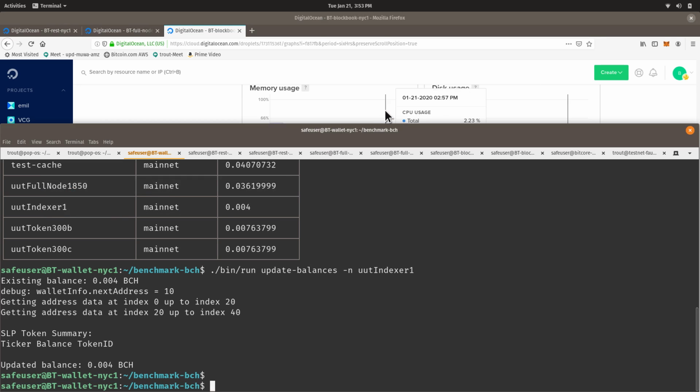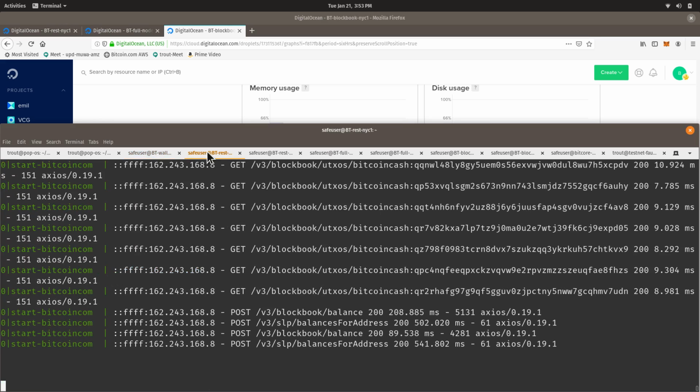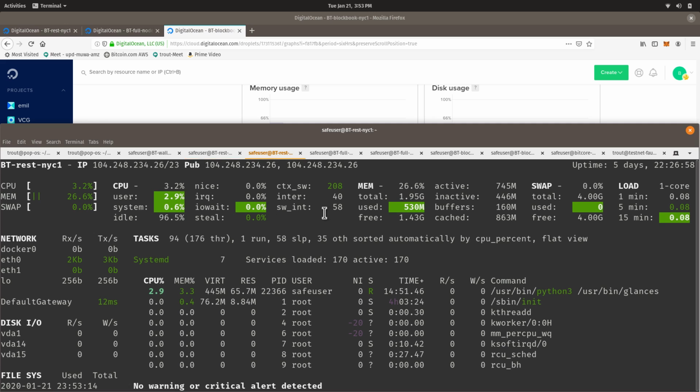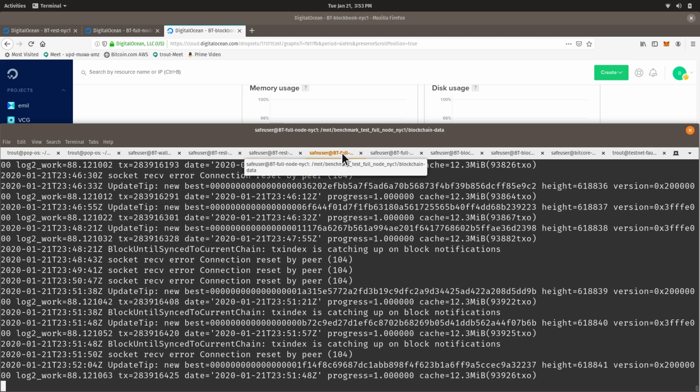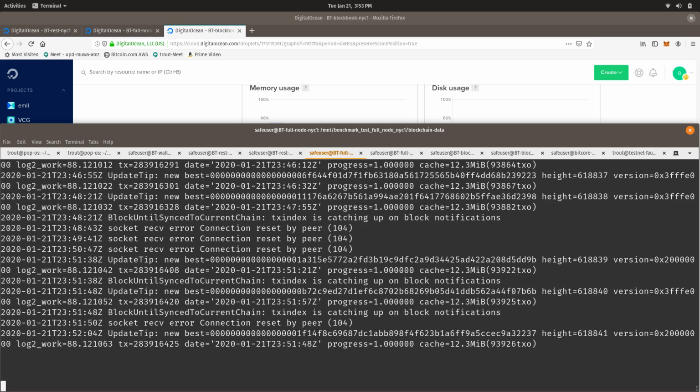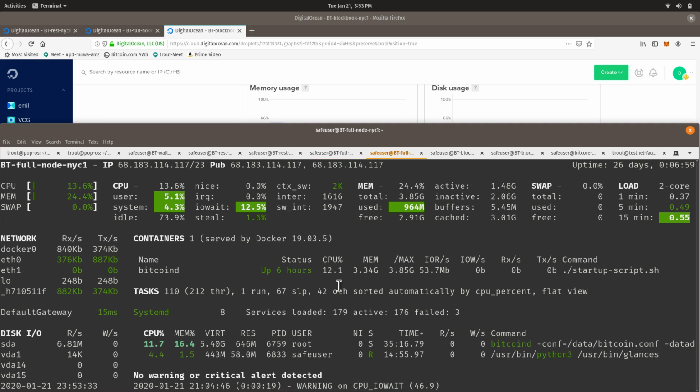I'm also going to be monitoring during the test. Here's the output of the REST API, and here's glances. This reflects all the data we just looked at in the visual metrics. This is more of a command line, real-time way to keep an eye on things. This is the output of the full node. We're monitoring the debug log. You can see it's fully synced. This is glances for the full node. Again, it's hovering between 10 and 15%.